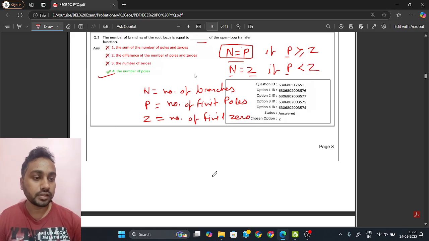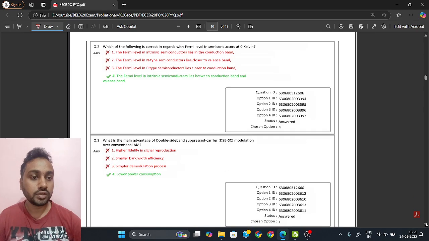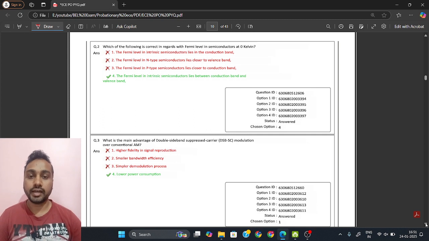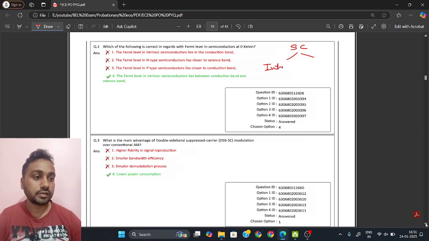Now the next question is: which of the following is correct with regard to the Fermi level in a semiconductor at 0 Kelvin? If you see the energy band diagram of a semiconductor, we have two types of semiconductor: intrinsic semiconductor and extrinsic semiconductor.